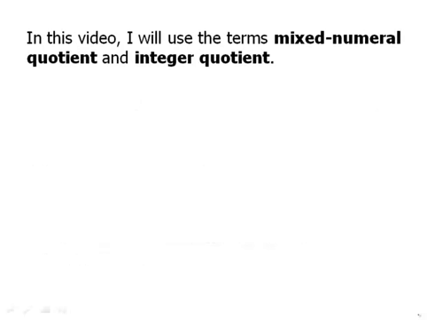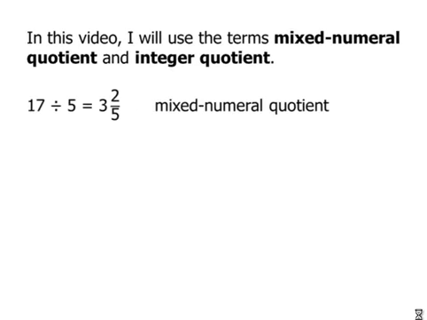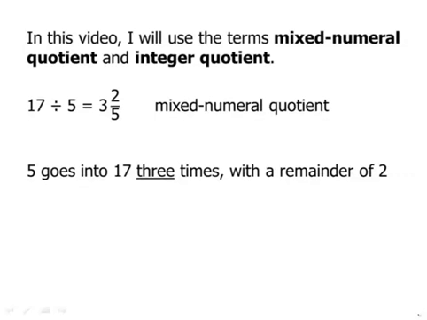In this video, I will use the terms mixed numeral quotient and integer quotient to distinguish between these two types of division. So if we're talking about 17 divided by 5, the mixed numeral quotient is 3 2/5. I could also write that mixed numeral quotient as a decimal if I wanted. The integer quotient, I'm going to state it this way, verbally. 5 goes into 17 3 times with a remainder of 2.